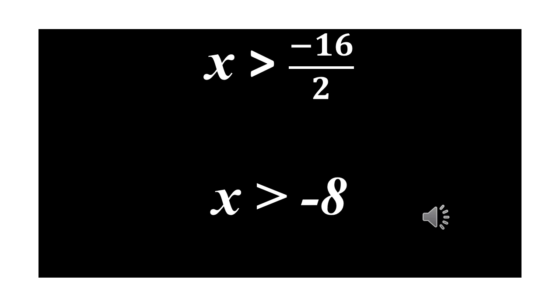Now we divide both sides by the coefficient of x, which is 2. Then we have x greater than minus 16 over 2, x greater than minus 8.